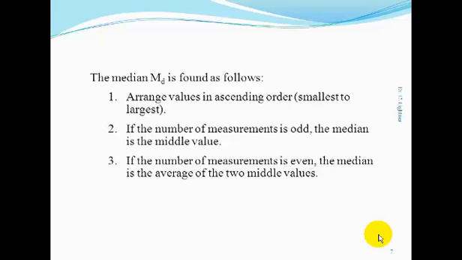Here we have the basic steps for computing a median. First, you should arrange your values in ascending order, that's smallest to largest. Second, if the number of measurements that you have is an odd number, the median is the middle value. Third, if the number of measurements that you have is an even value, then the median is the average of the two middle values.